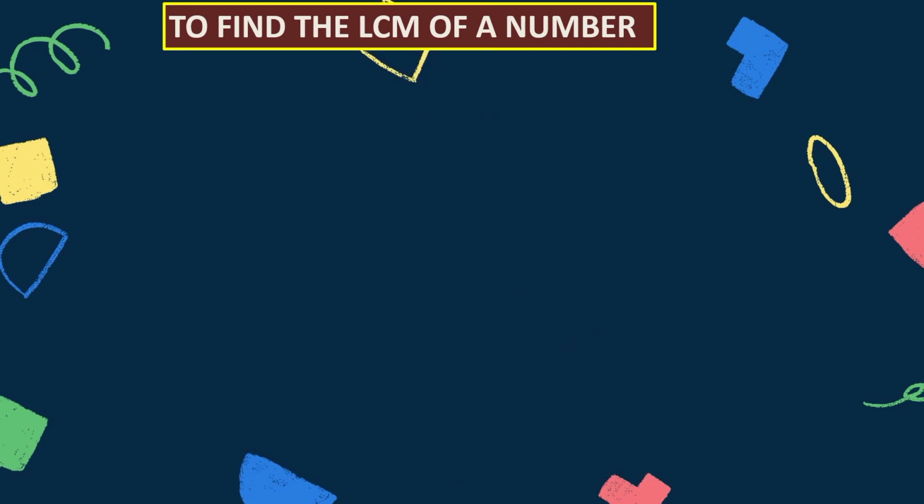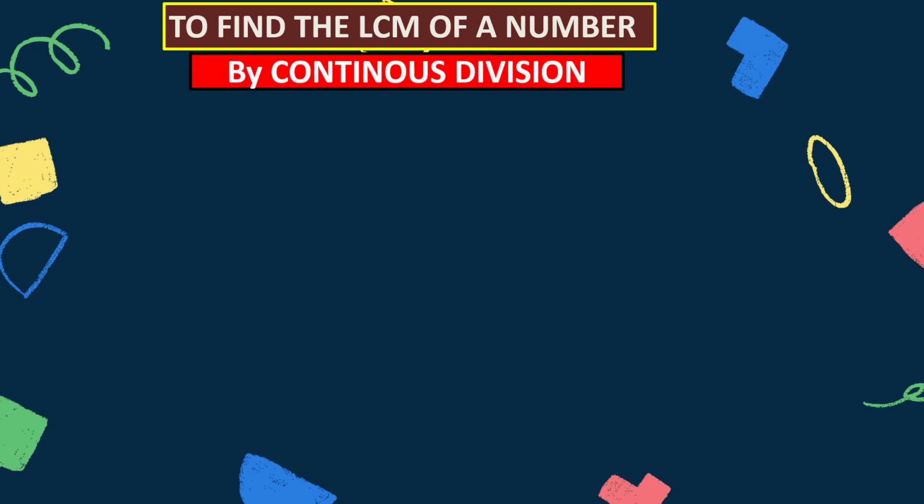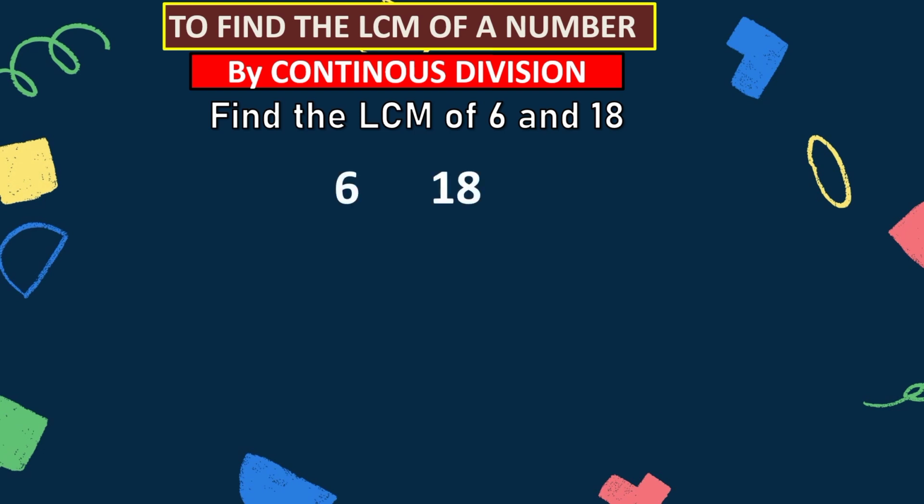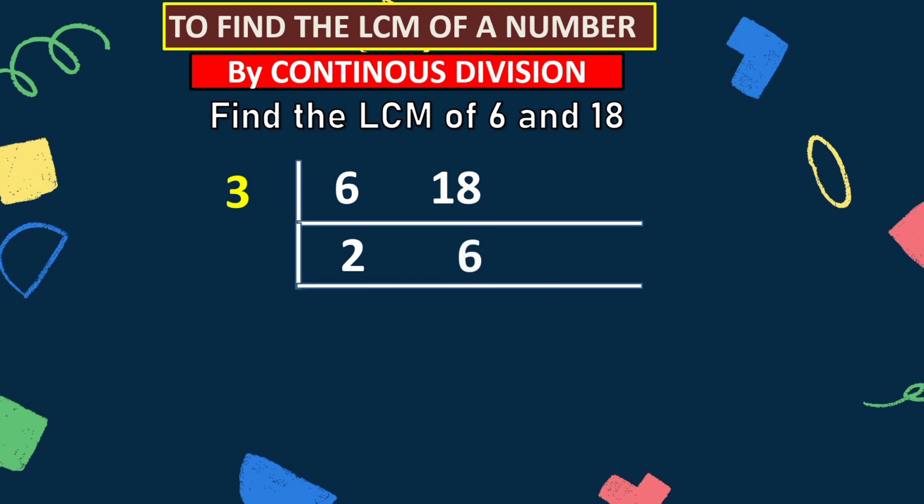The last method in finding the LCM is by continuous division. Let's find the LCM of 6 and 18. Let's divide 6 and 18 by 3. 6 divided by 3 is 2 and 18 divided by 3 is 6. Now, let's divide 2 and 6 by 2. 2 divided by 2 is 1, and 6 divided by 2 is 3.